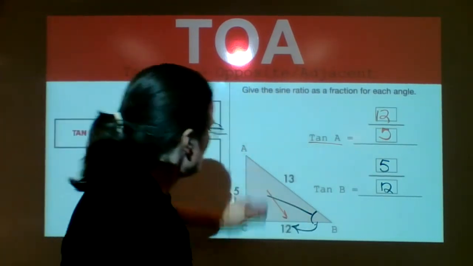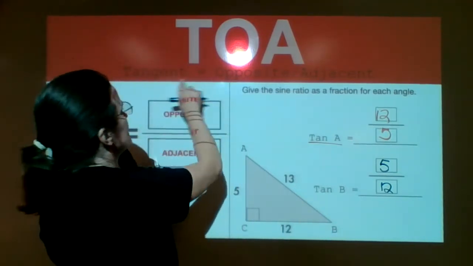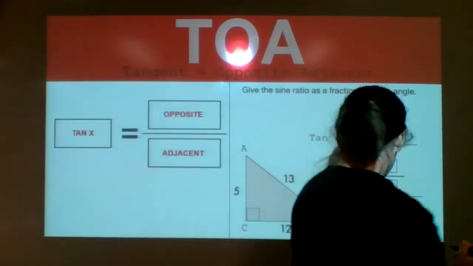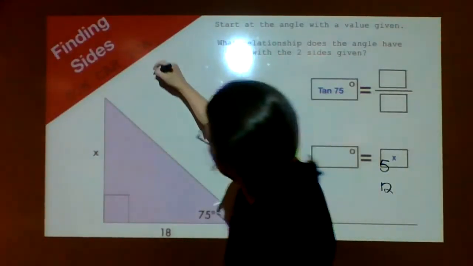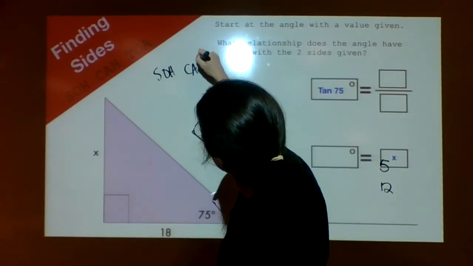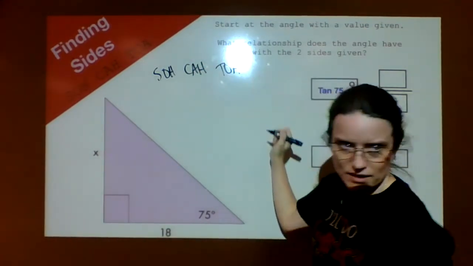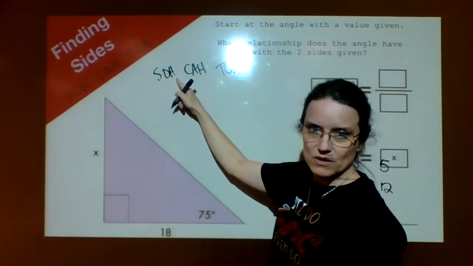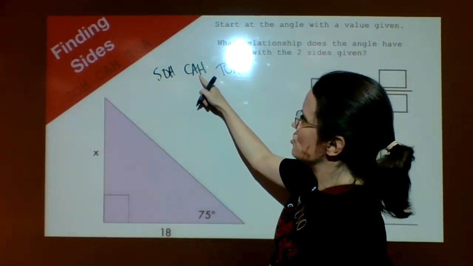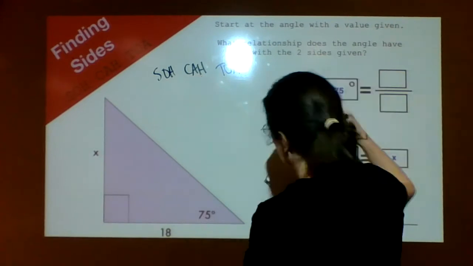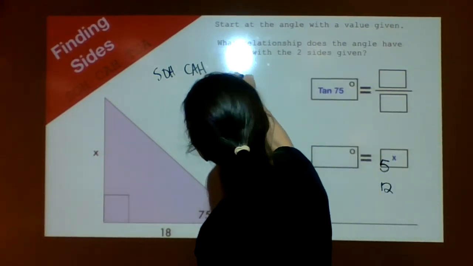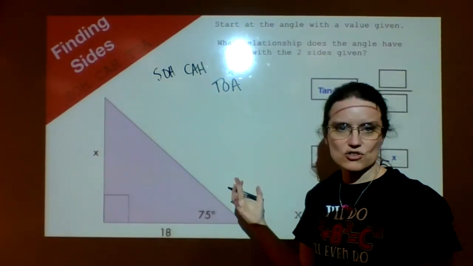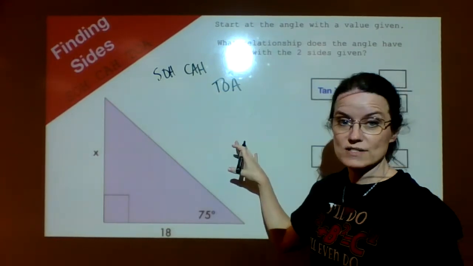Alrighty? Using this ratio, the tangent is opposite over adjacent. So now we've had all three of our different things. We've had SOH, we've had CAH, and we've had TOA. And this is a good thing to help you remember SOHCAHTOA: sine is opposite over hypotenuse, cosine is adjacent over hypotenuse, and tangent is opposite over adjacent. SOHCAHTOA is just a shortcut way to remember which function goes with which sides.